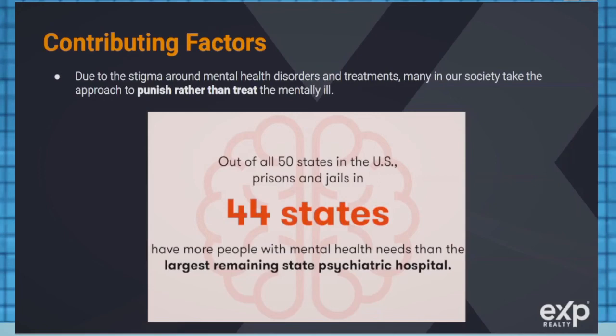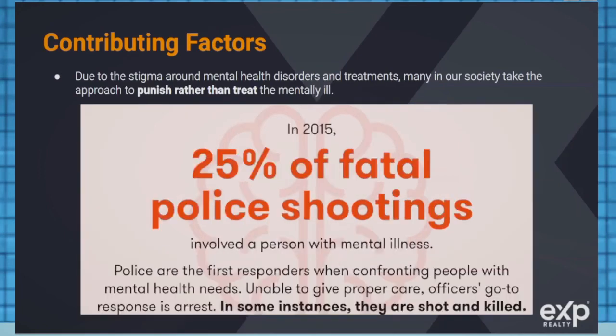In 2015, 25% of all fatal police shootings involved a person with mental illness. Just think about that. 1 in 4 fatal police shootings involved someone who may not have had control over their mental faculties. Police are the first responders when confronting people with mental health needs, and unable to give proper care, officers' go-to response is arrest. In some instances, they are shot and killed.